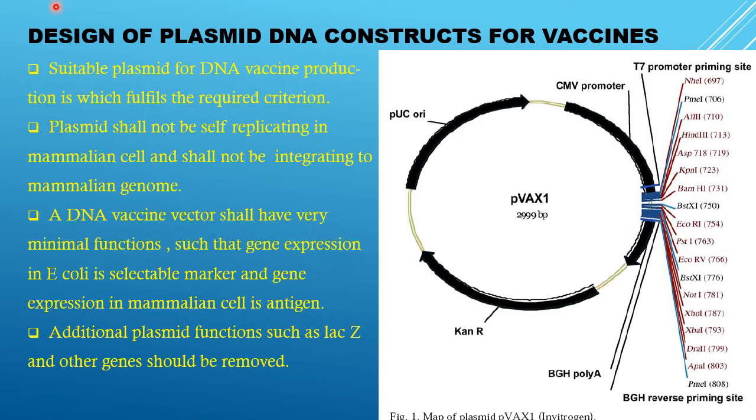So what are other things which should be in a plasmid DNA construct is that the mammalian promoter and poly-A termination signal also need to be addressed.